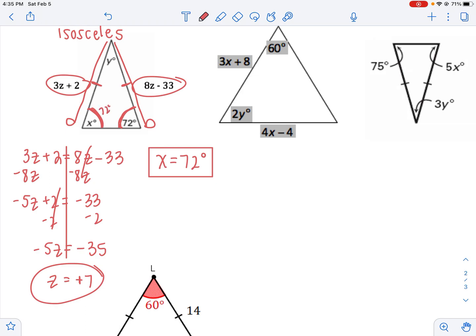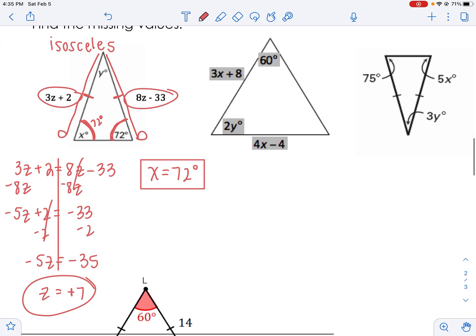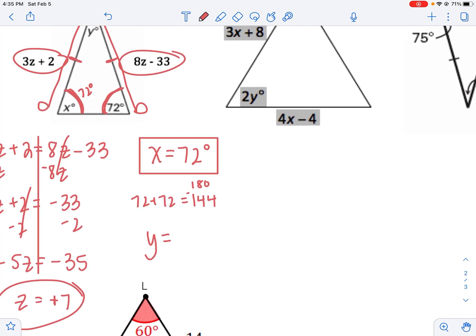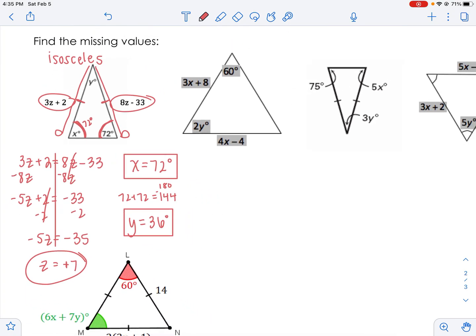Now, to figure out what y is, I have to remember that a triangle adds up to 180. So all that I'm going to do is add 72 and 72, which is 144, and subtract that from 180. So y should equal, go ahead and take a second to find that out. And hopefully you got 36 degrees. That's it. So let's take a look at the next one.